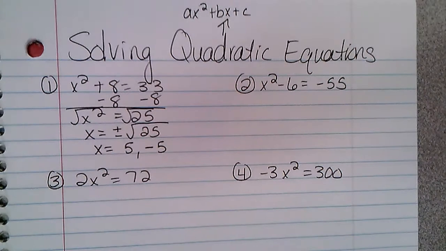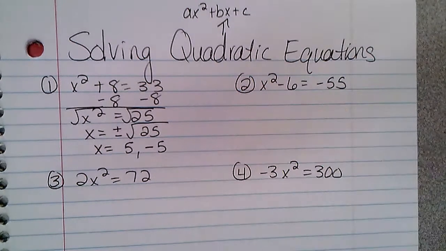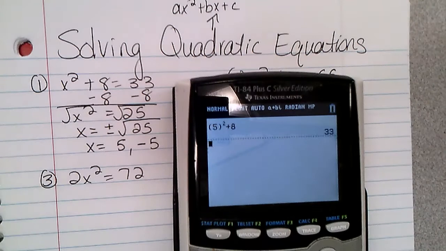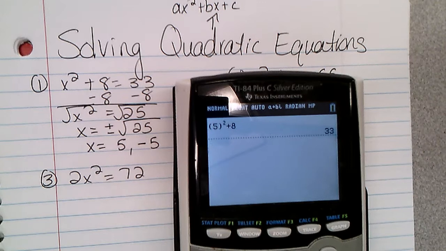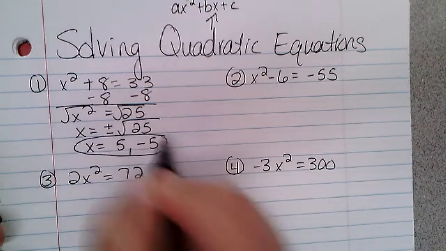Okay, so the square root of 25 is 5. You just need to put the positive version and the negative version. Here is why. Because 5 squared is 25 plus 8 is 33. But negative 5 squared, negative 5 times negative 5, is also 25. Add the 8, you still get 33. So there's two possible answers.